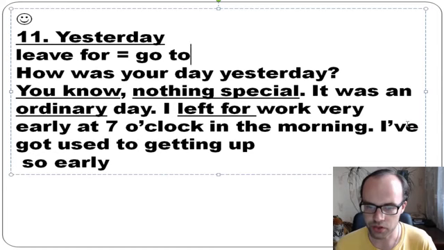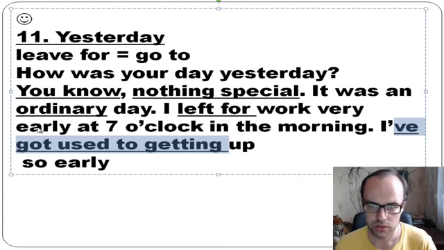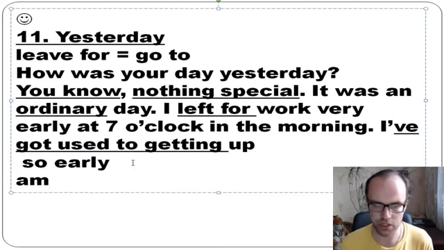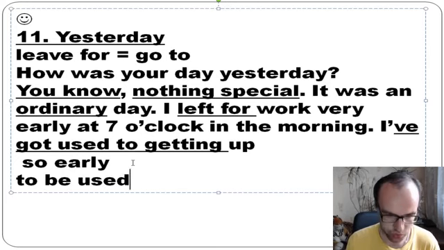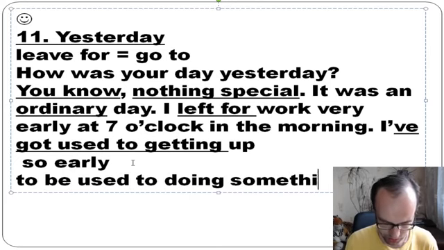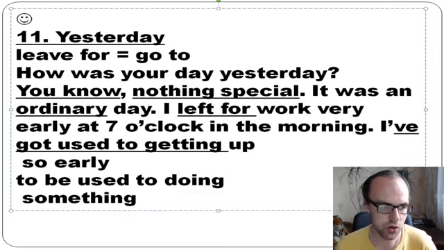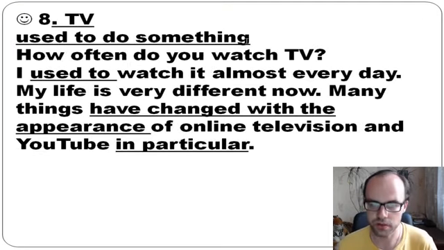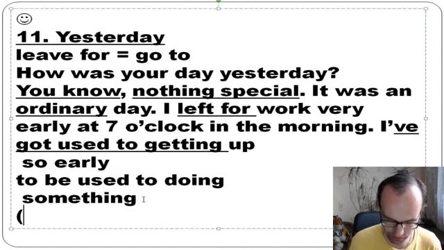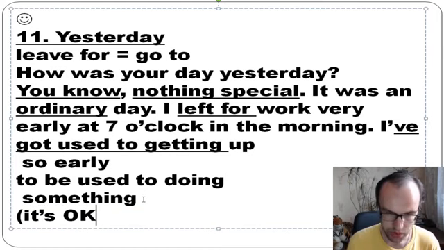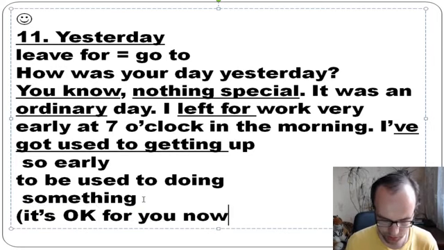I've got used to getting up so early. Another nice grammar structure. Do you know this grammar structure? Please have a look at our playlist on grammar. We say to be used to doing something. You remember that we talked about another structure: we used to do something, about something in the past which doesn't happen any longer. But this structure has another meaning. It means that it has become okay for you. It's okay for you now.